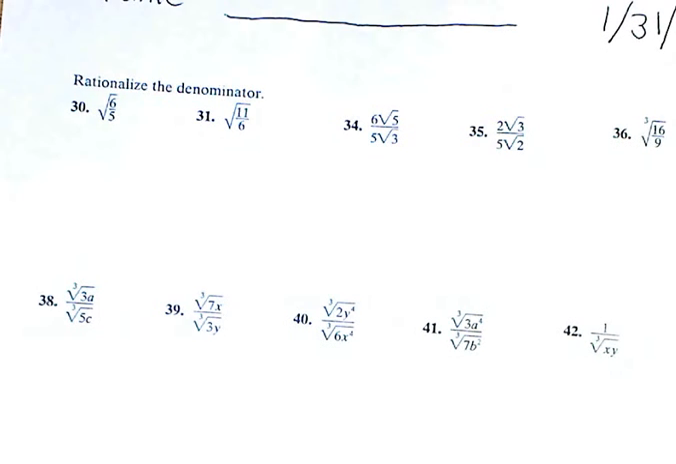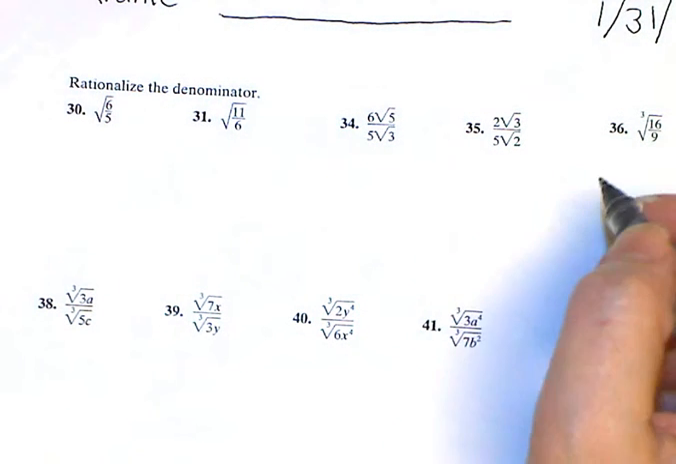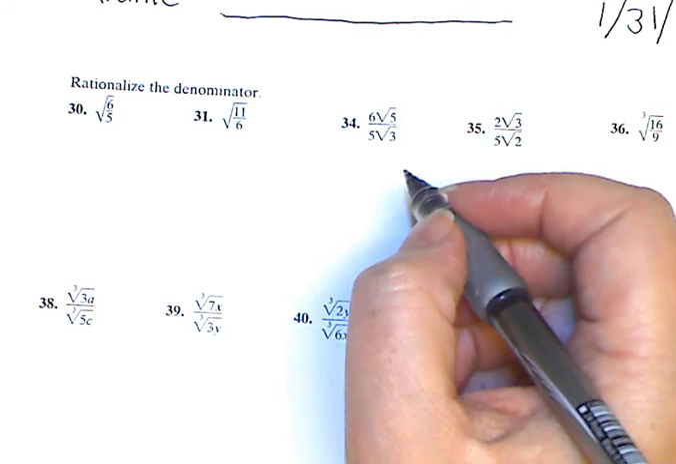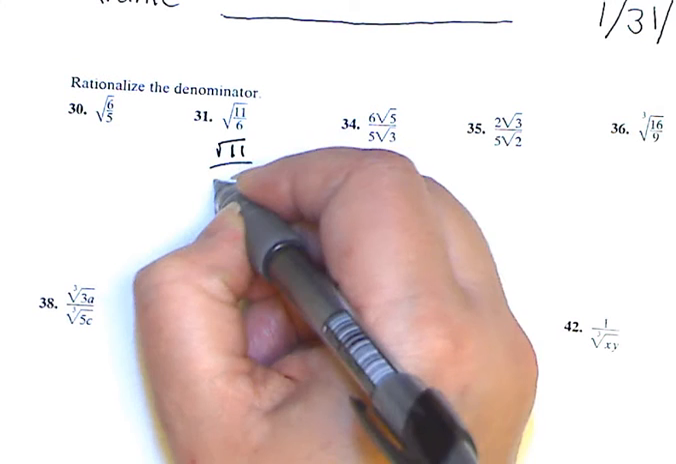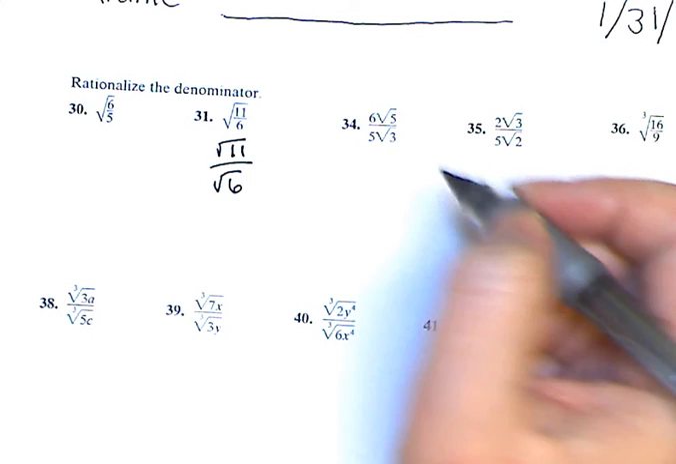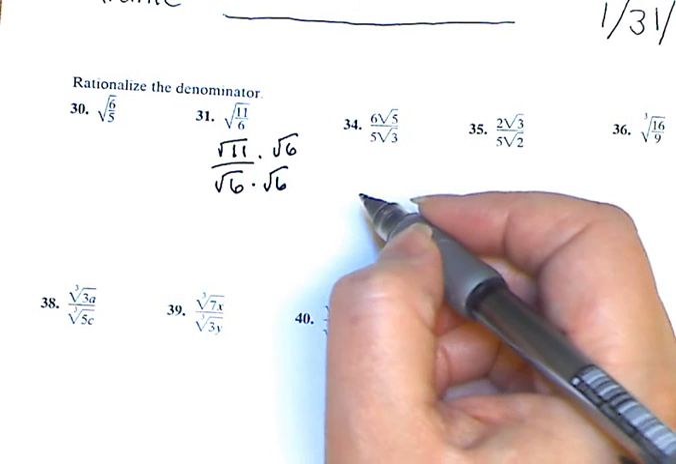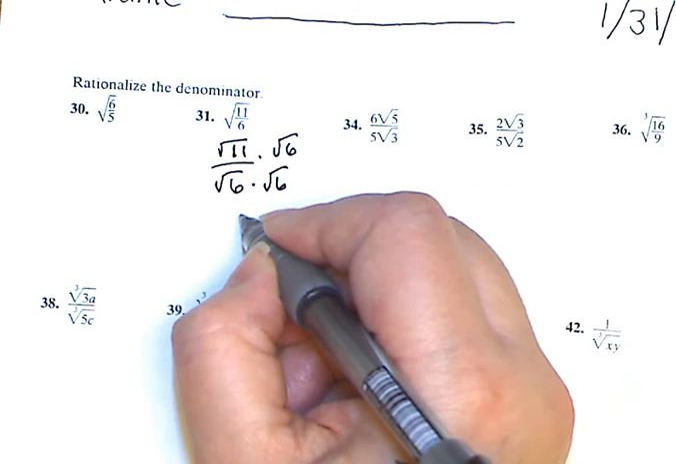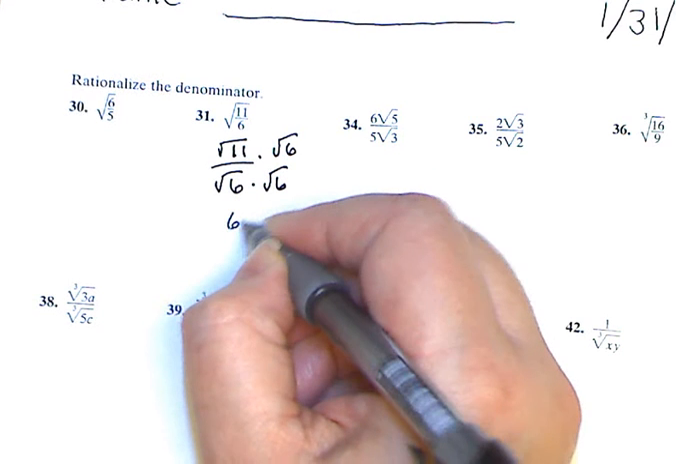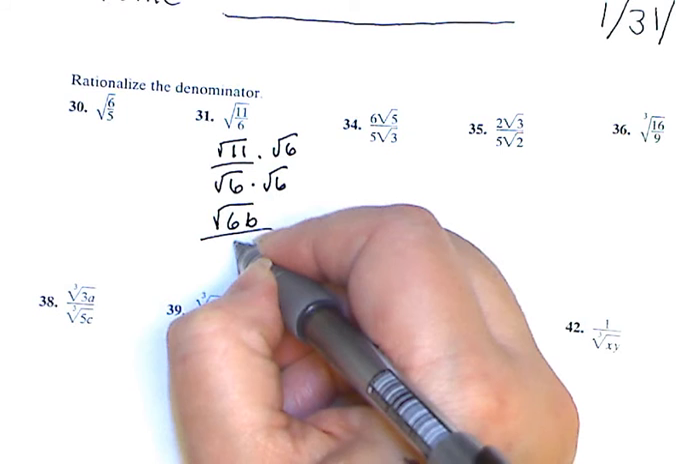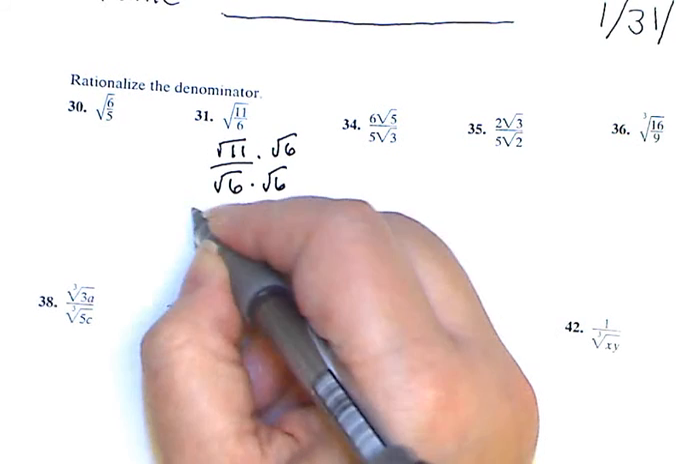How do you do 31? You make them both into little ones, square roots. Okay, square root of 11 over square root of 6? Yep. Then you multiply the top by the square root of 6 and the bottom by the square root of 6. Then 11 times 6 gives you 66 over 36. The square root of 36 is 6.